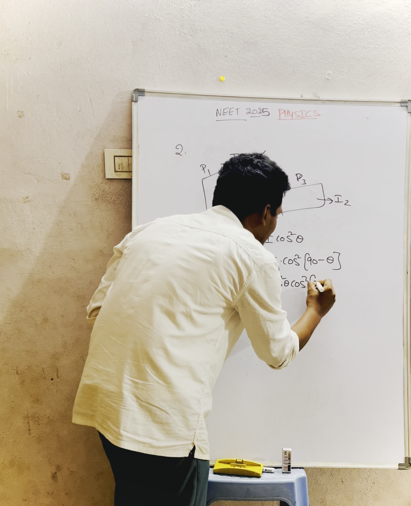Now what is this value? This is I by 4 into sin square theta. Theta is given as 22.5 degrees. So 2 theta turns out to be 45 degrees. Sin square 45, which is I by 4 into 1 by 2, which is I by 8. This is your final answer, which is option B, I guess. This is option B. Now this is all about question number 2. Now let's jump to question number 3.